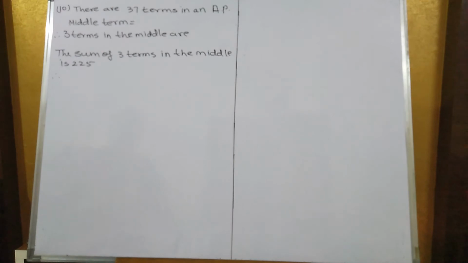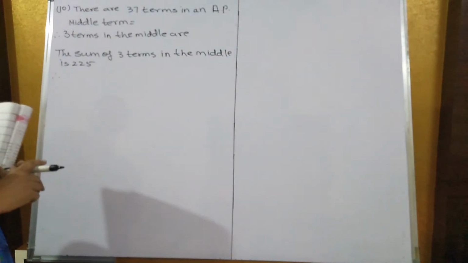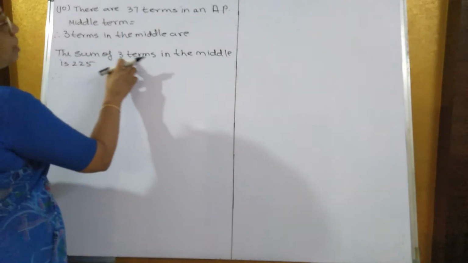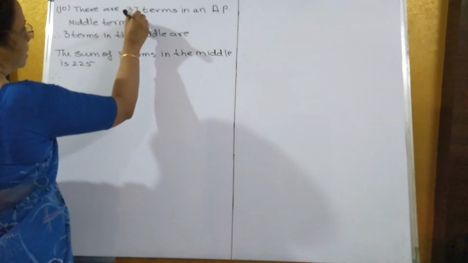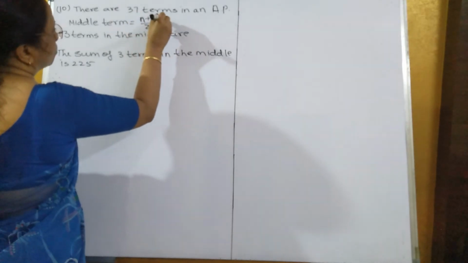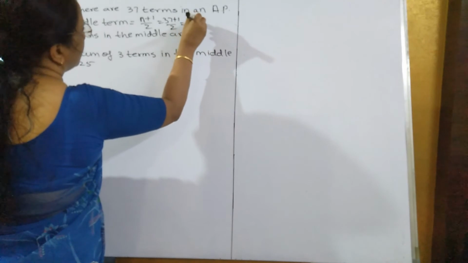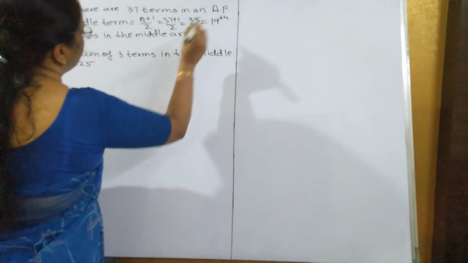Now the 10th sum of problem set 3: they have given there are 37 terms in an AP, and they have given the sum of the 3 terms in the middle is 225. So what is the middle term? That is n plus 1 upon 2, that's equal to 37 plus 1 upon 2, that's equal to 38 upon 2, that's equal to 19th. So the middle term is 19.